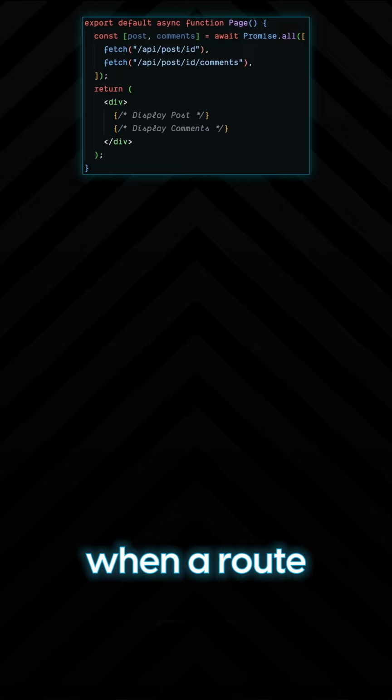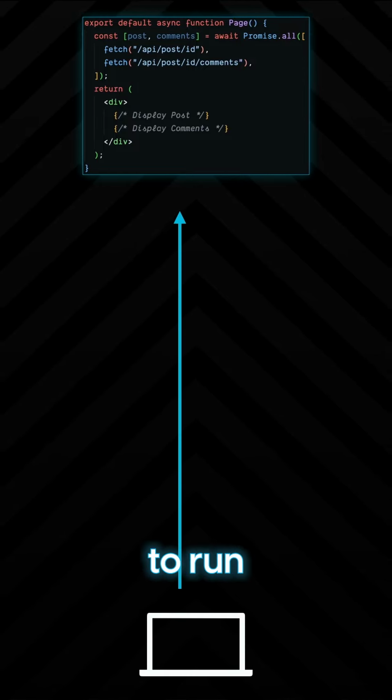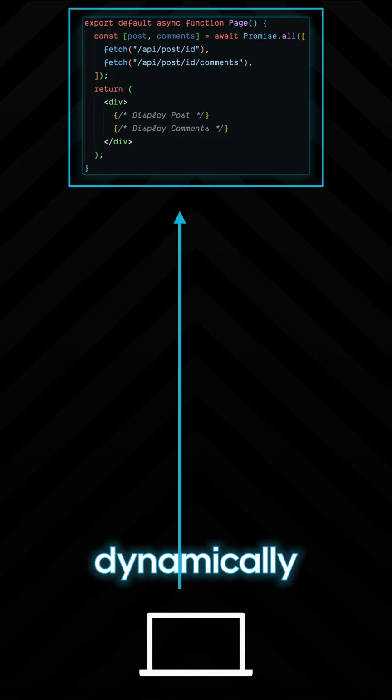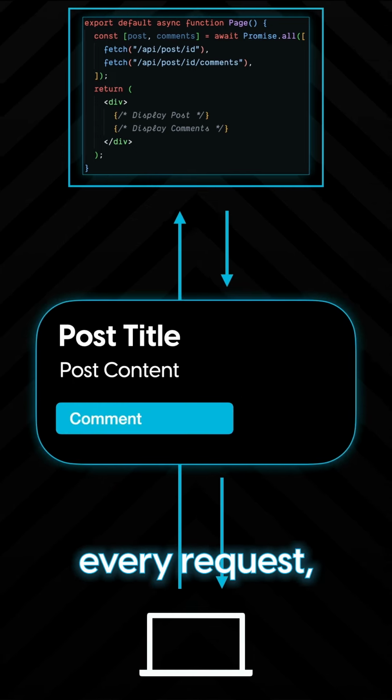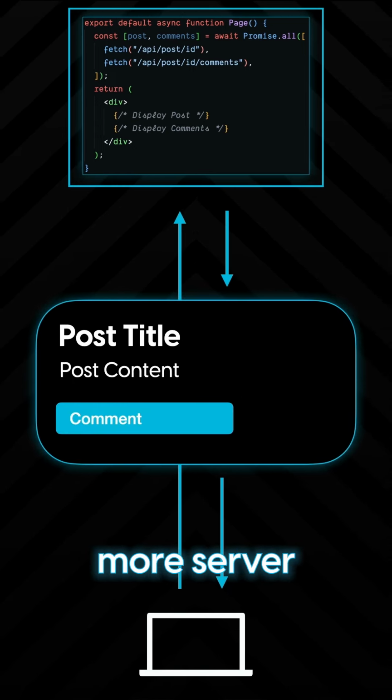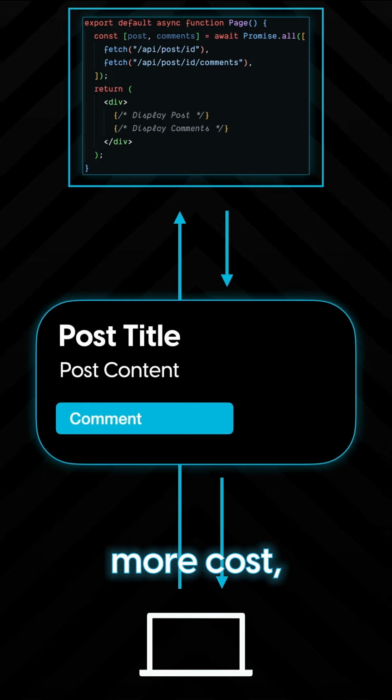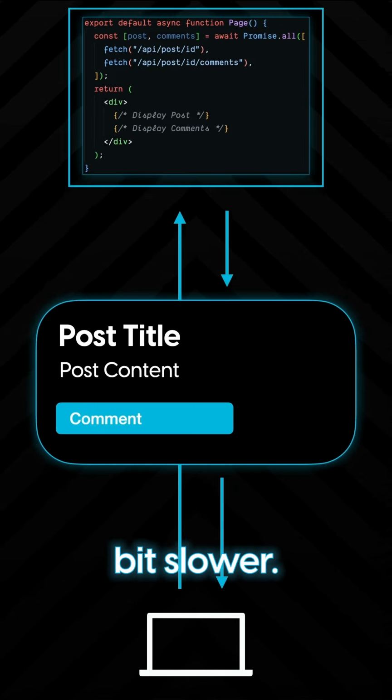In this case, when a route is requested, the component is going to run and the HTML is going to be dynamically rendered for each request. This allows you to get fresh data for every request, but it will use more server resources and therefore more cost, and your route can be a little bit slower.